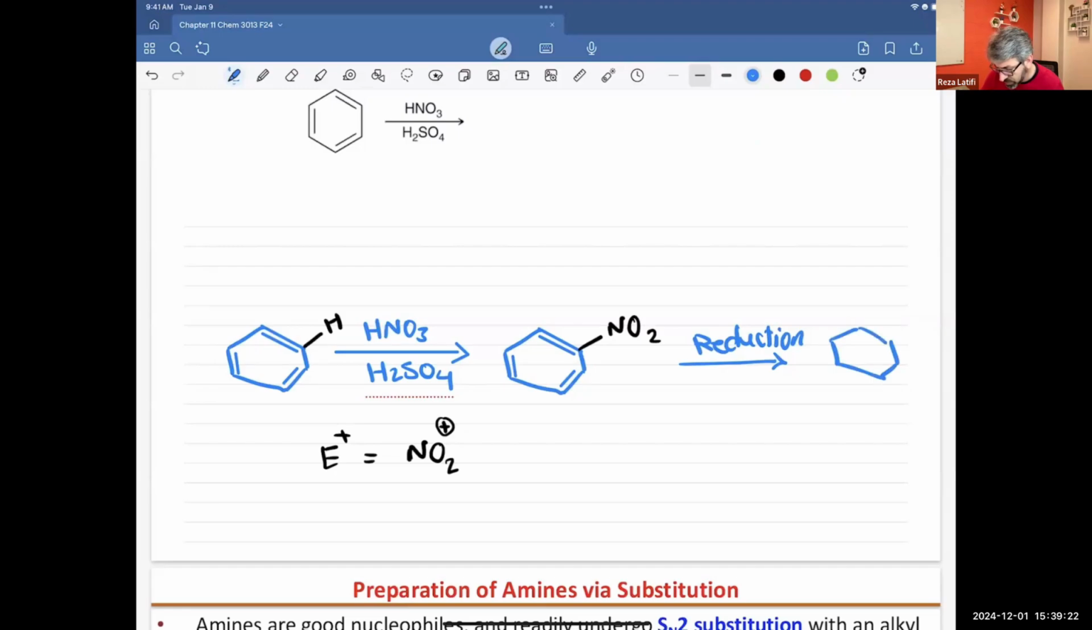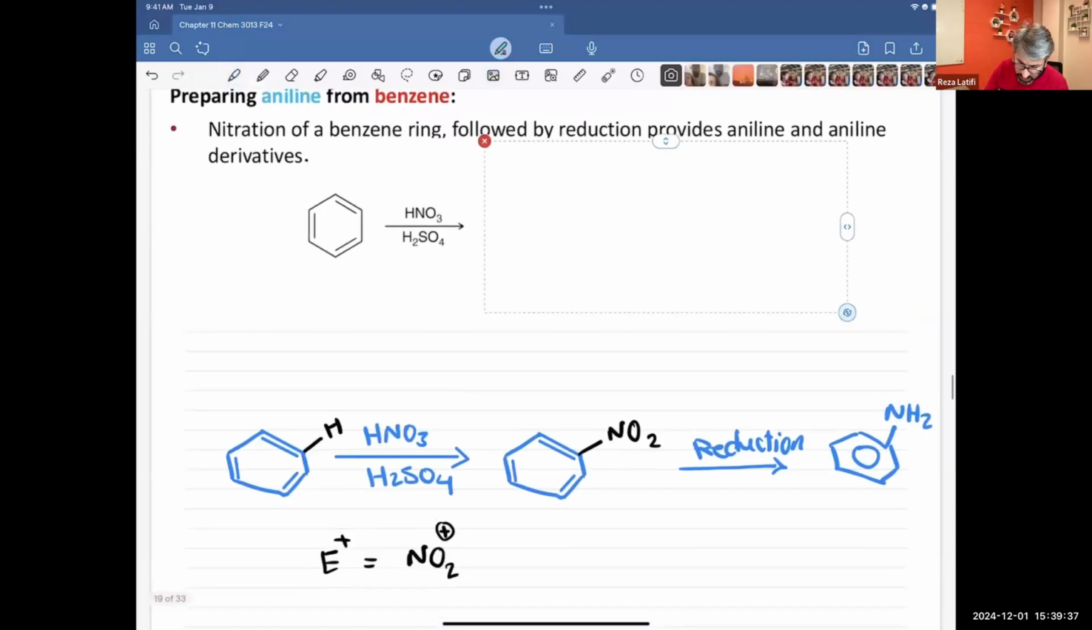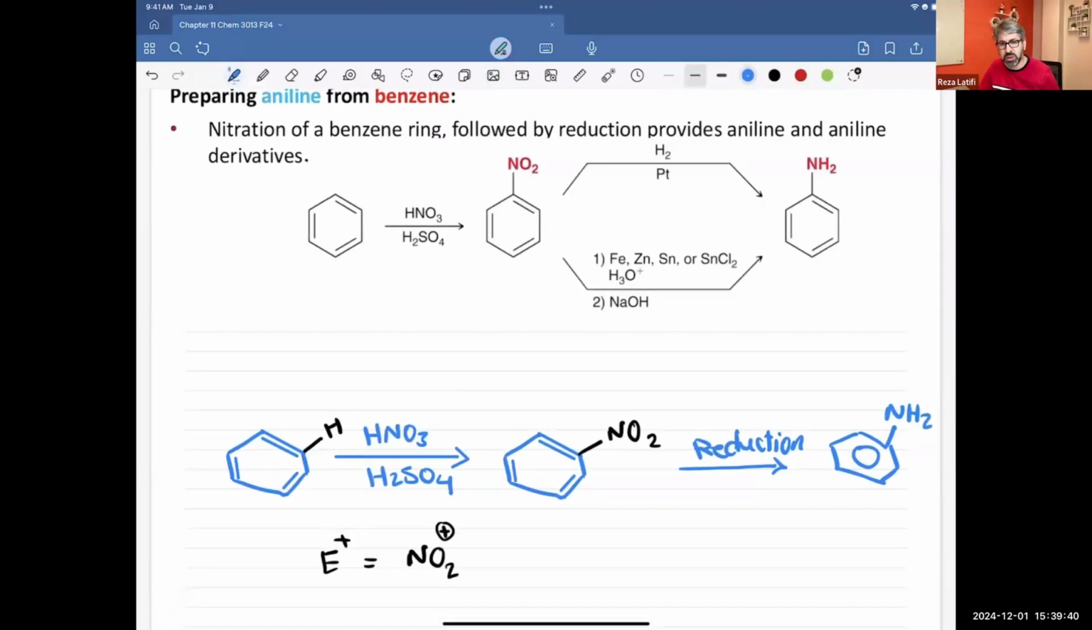Next step, if we take this species and run a reduction process, we can turn the NO2 into NH2. So that's another method to produce a primary amine by using nitration. For the reduction, we can use hydrogen gas in the presence of a metallic surface like platinum or nickel, or we can treat it with iron or zinc in the presence of acid, and next step, treat it with a base, and it will turn it to NH2. So reduction of NO2 is going to give us a primary amine. Again, we got the primary amine.